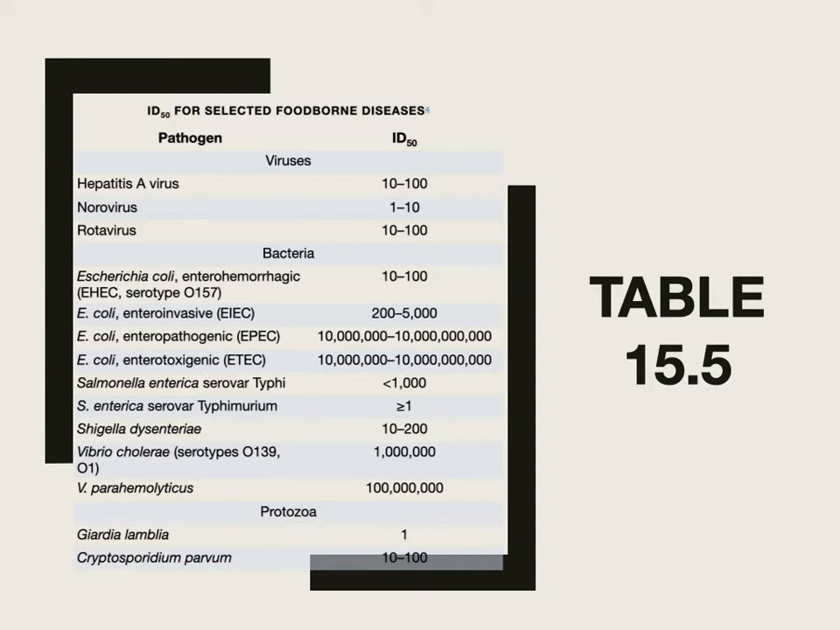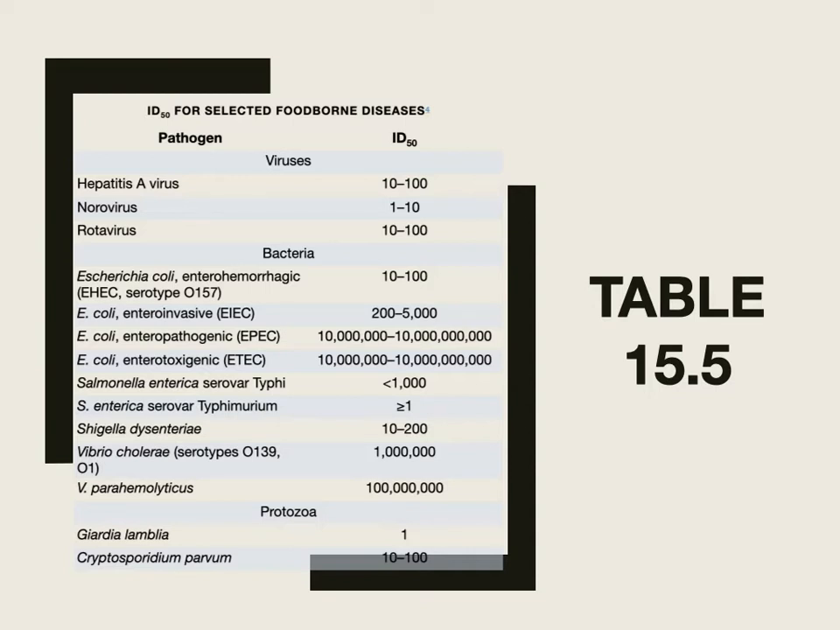For bacteria, they tend to need a higher infectious dose. If we look at something like E. coli, we can see that for the hemorrhagic strain, which is pretty infectious, we would only need 10 to 100 bacteria. So imagine a hamburger with 10 E. coli on it, and if it's the hemorrhagic strain, we could then become sick. 50% of the individuals consuming that hamburger would become sick.